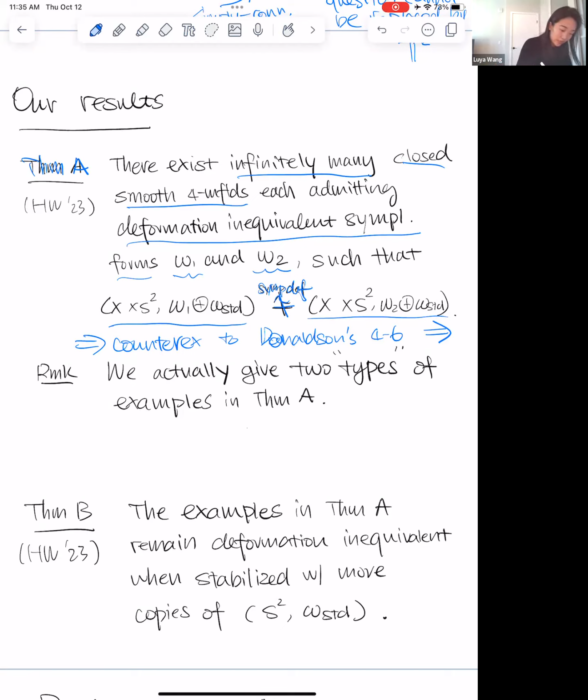And a remark is that we actually give two types of examples in theorem A. One is the McMullen-Taubes example. So these examples all exist in the literature already. I guess the point is to show that they remain, like, the examples are four dimensional, and the point of our paper is to show that they are still non-deformation equivalent in the six manifolds. So the first one is by McMullen-Taubes. And the second one is the Smith example that I mentioned before. And this one, like I said before, is also simply connected. So it gives a counterexample to the stabilizing conjecture also.